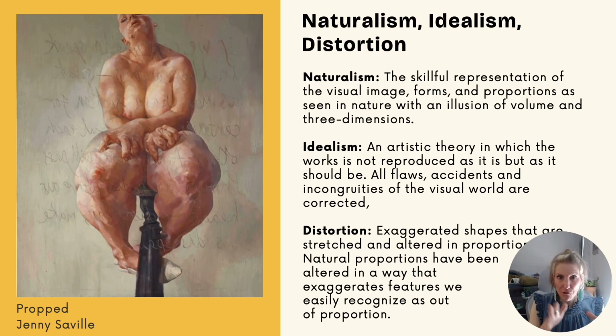Distortion is exaggerated shapes that are stretched and altered in proportion. Natural proportions have been altered in a way that exaggerates features we easily recognize as out of proportion. Artists often use this to convey some kind of meaning or to communicate a message in their work. If we look at this image by Jenny Saville, Propped, which type of technique do you think she's executed in this painting? Distortion, exaggerated shapes, idealism, or naturalism?